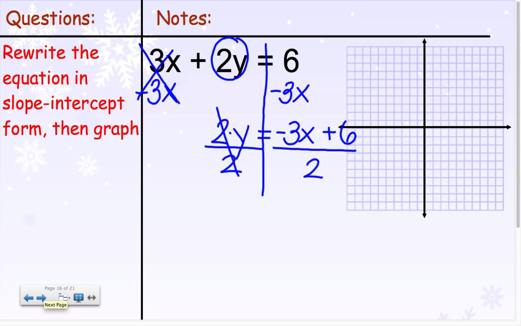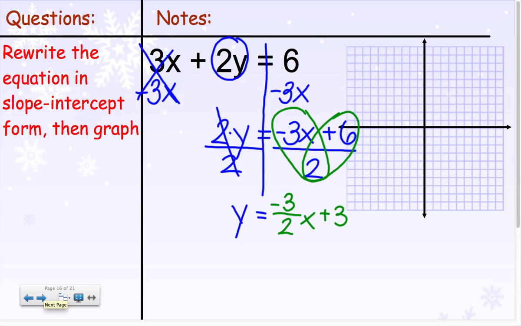So my 2's are canceled, then I have y equals, and then here's the part that gets a little tricky. I always turn it into a heart, because both parts on the top of my equation need to be divided by 2. Negative 3 divided by 2, that's not a nice number, so I'm going to leave it as a fraction. 6 divided by 2 is a nice number. It's 3. Now my equation is ready to graph.